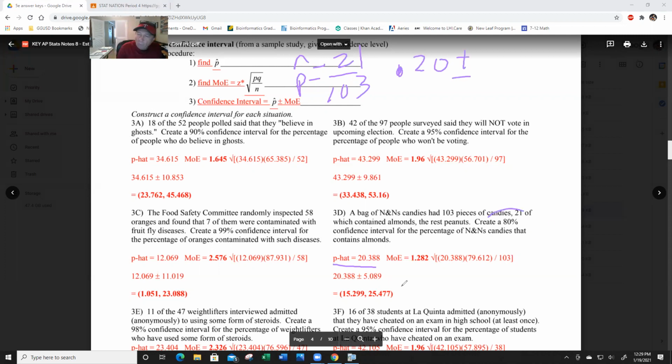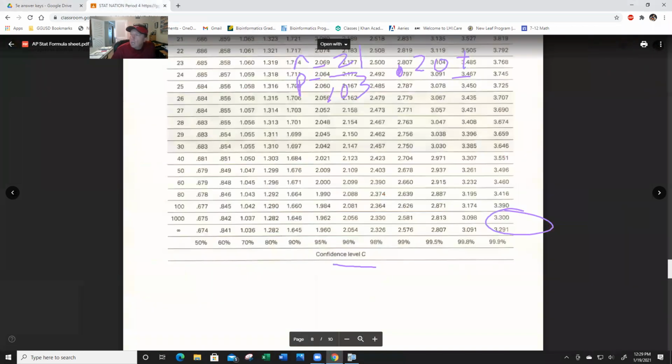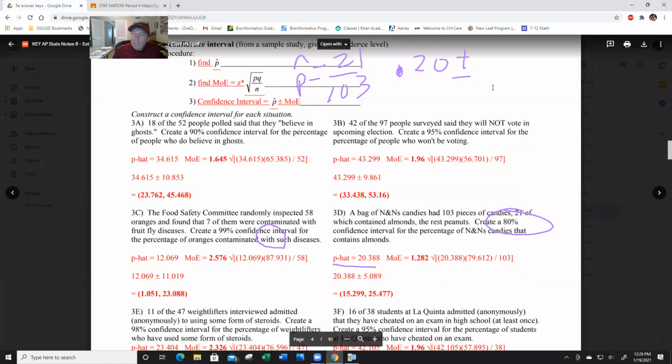I need to find what 80% confidence is, and I don't know that one. I'm going to go to this sheet and look up 80% confident. There it is. 1.282 standard deviations. 1.282. So let me go back to this, and I'm going to write this down.